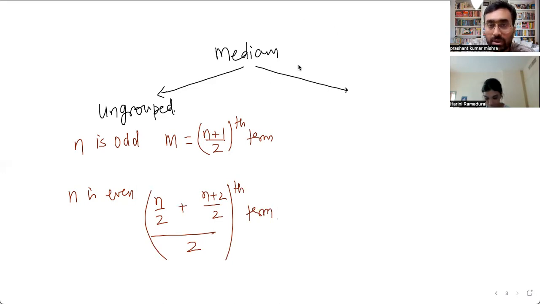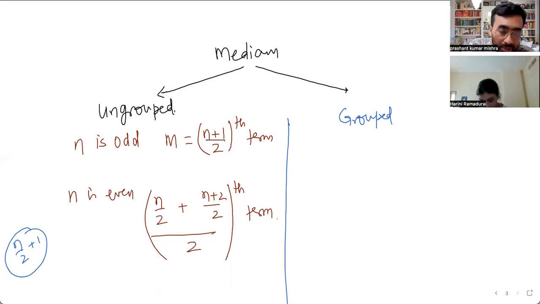And for the grouped data, is it (n plus 2) by 2 or (n plus 1) by 2? No, it is like n over 2 plus 1. So I took the LCM and it is (n plus 2) over 2.